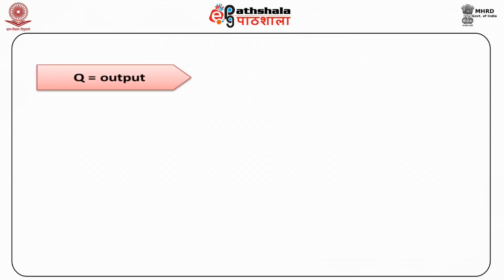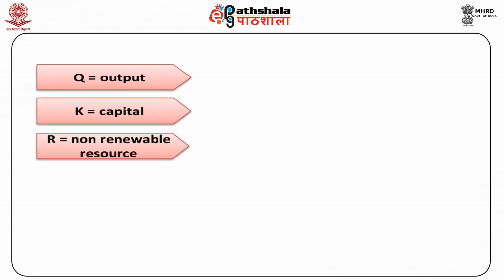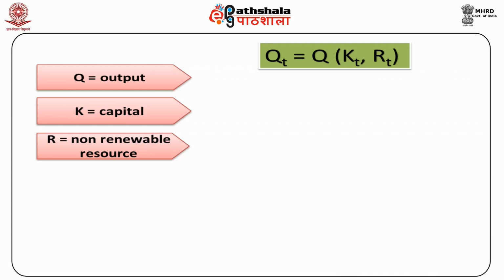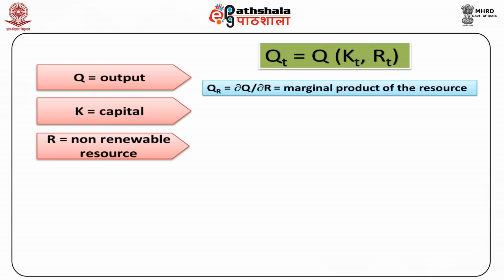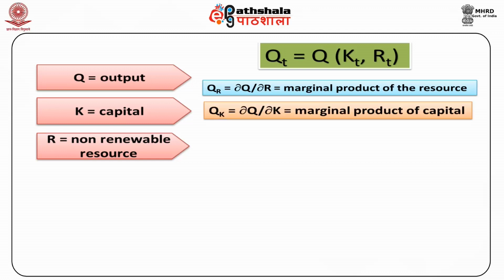Let output Q be represented in the form of a production function involving two inputs, capital K and a non-renewable resource R. The economy's production function is Q_t equal to Q(K_t, R_t), and let Q_R equal ∂Q/∂R be the marginal product of the resource, and Q_K equal ∂Q/∂K be the marginal product of capital.